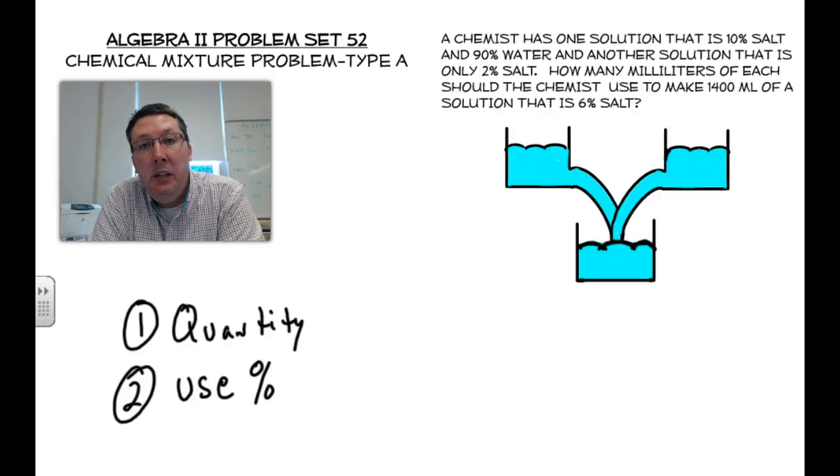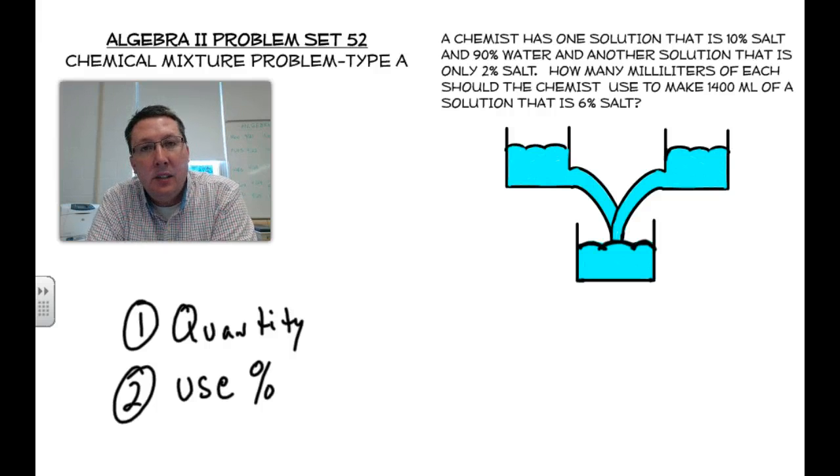Now I have a little diagram here just to give you a visual picture of what's happening here. Your book does similar diagrams, and whenever I do examples on the board in class, I'll set up similar pictures. So in this problem, we have a chemist has one solution that is 10% salt and 90% water, and another solution that is only 2% salt. How many milliliters of each should the chemist use to make 1,400 milliliters of a solution that is 6% salt?